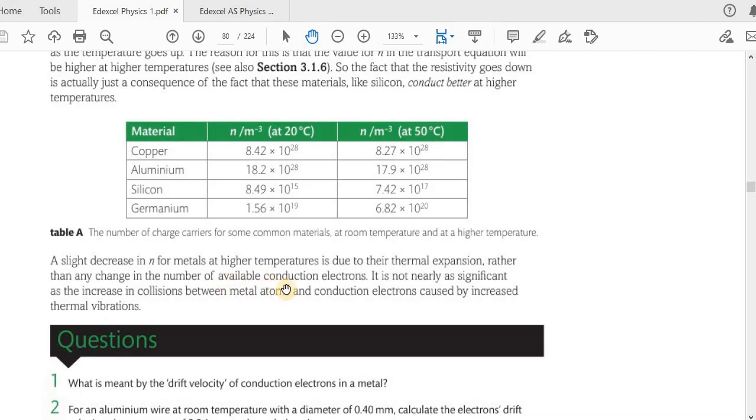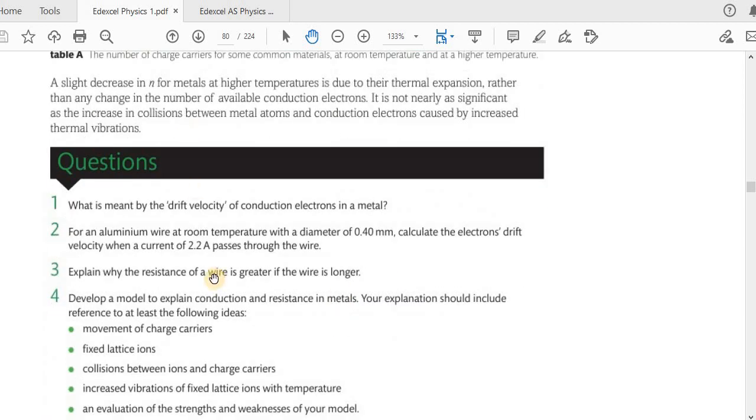Rather than any change in the number of available conduction electrons, it is not nearly as significant as the increase in collisions between metal atoms and conduction electrons caused by increased thermal vibrations. So this is only a small increase, you can see here. Okay, so that's the end of that chapter.